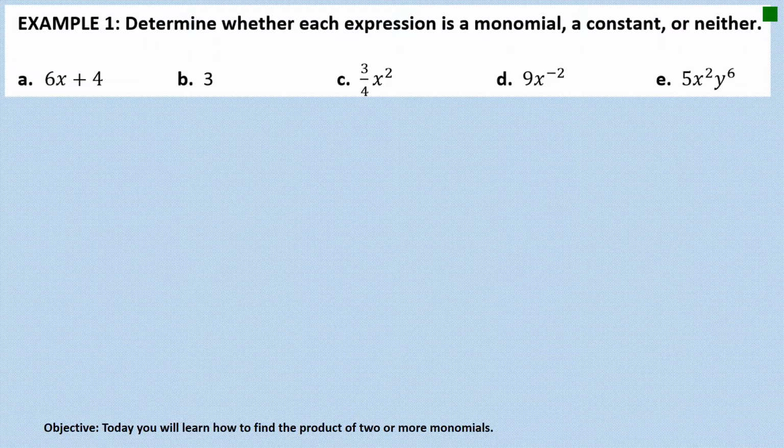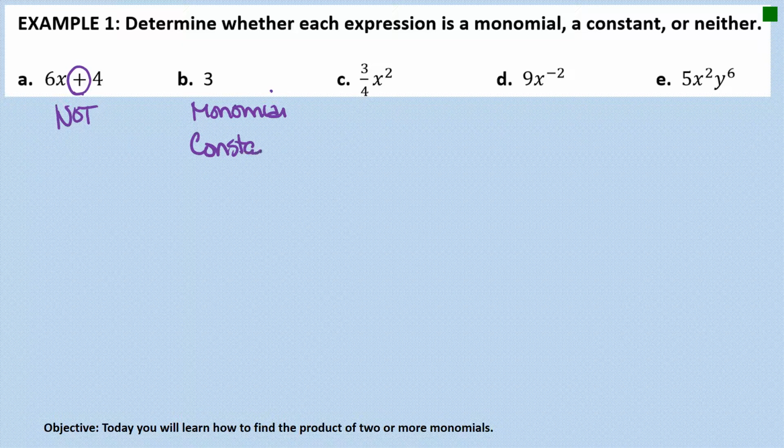All right, determine whether it is monomial, constant, or neither. How about A? No, it's got a plus sign, so it is not a monomial. This is a monomial, and it's a special monomial that is called a constant. So on this one, we're going to identify it as a constant. This is also a monomial.